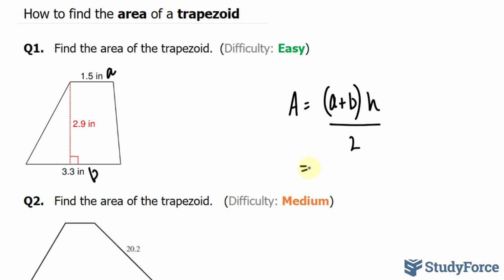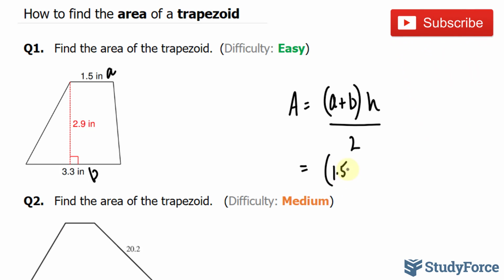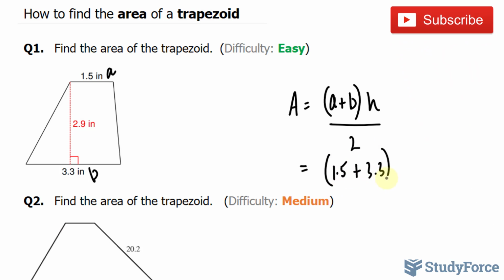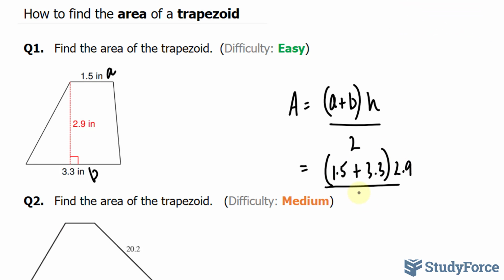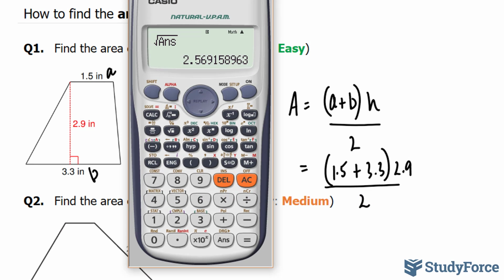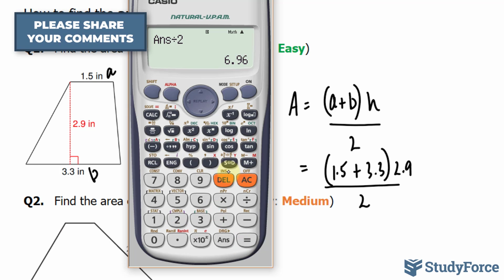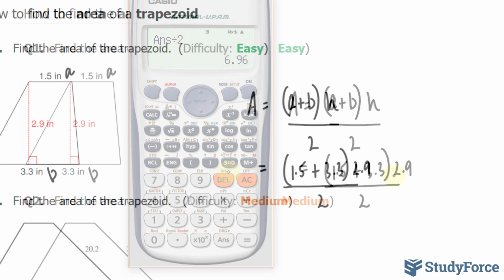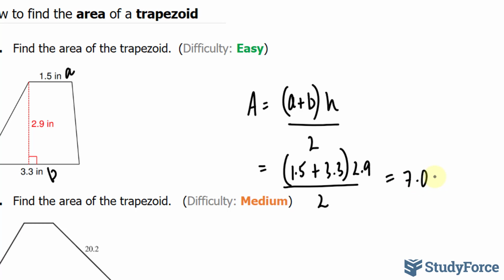We have a and b, so I'll take 1.5 plus 3.3 and multiply that by 2.9. Whatever that product is, we divide by 2. Let's use our calculator. Bracket 1.5 plus 3.3 times 2.9 divided by 2. The area of this trapezoid is 6.96. And if you want this to 2 significant figures, you can write this out as 7.0 inches squared.